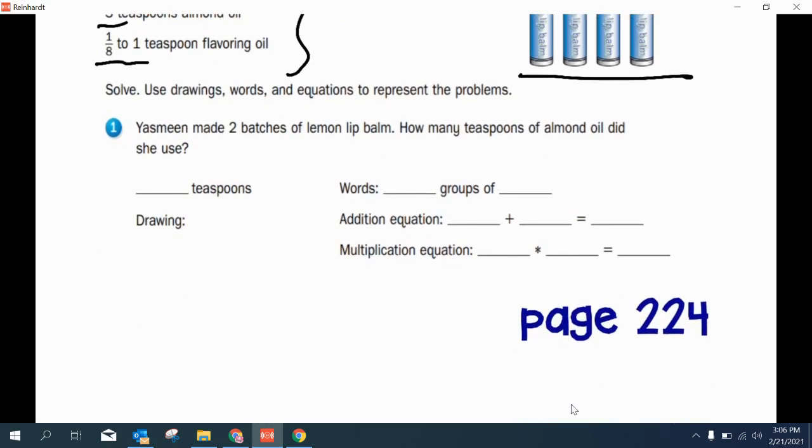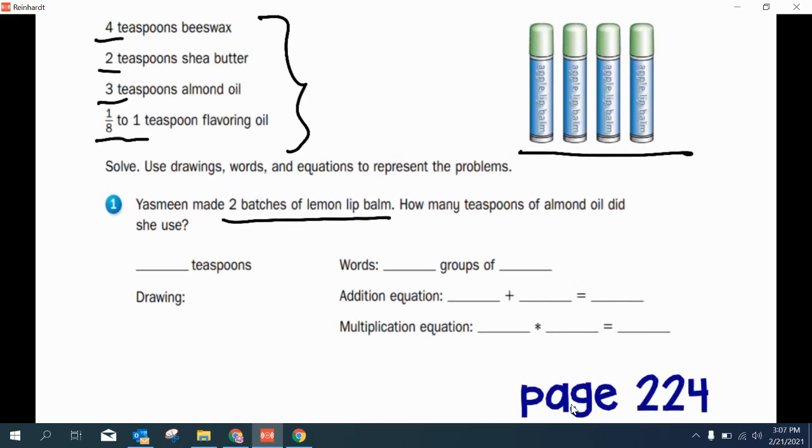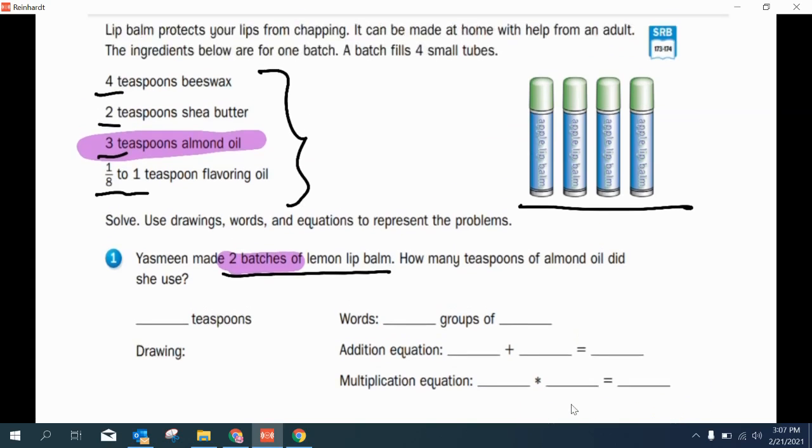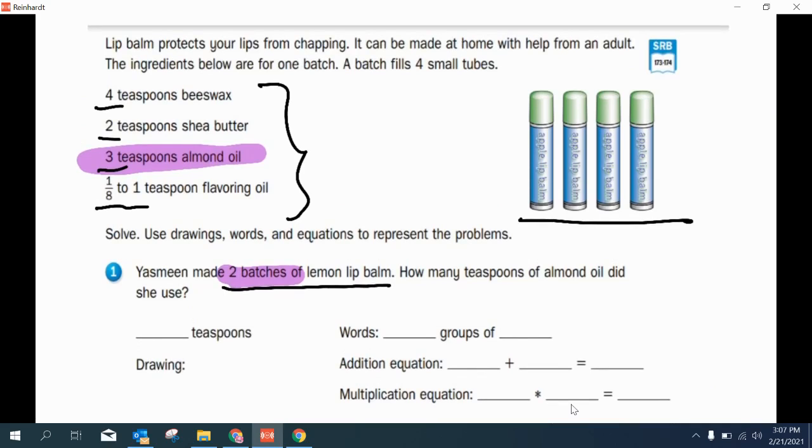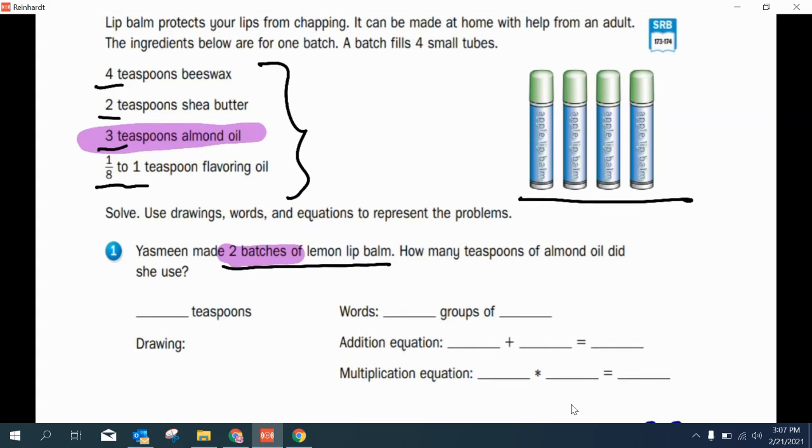So it says solve using drawings, words, and equations. So we are going to try and answer these the best that we can. So Yasmin made 2 batches of lemon lip balm. So her flavoring choice was lemon. How many teaspoons of almond oil did she use? Even though she made lemon balm, we want to know how much almond oil did she use. So I'm going to highlight almond oil. That's what's important. And she made 2 batches. Remember, our ingredients are for one batch. All right. So we had 3 teaspoons and how much almond oil?